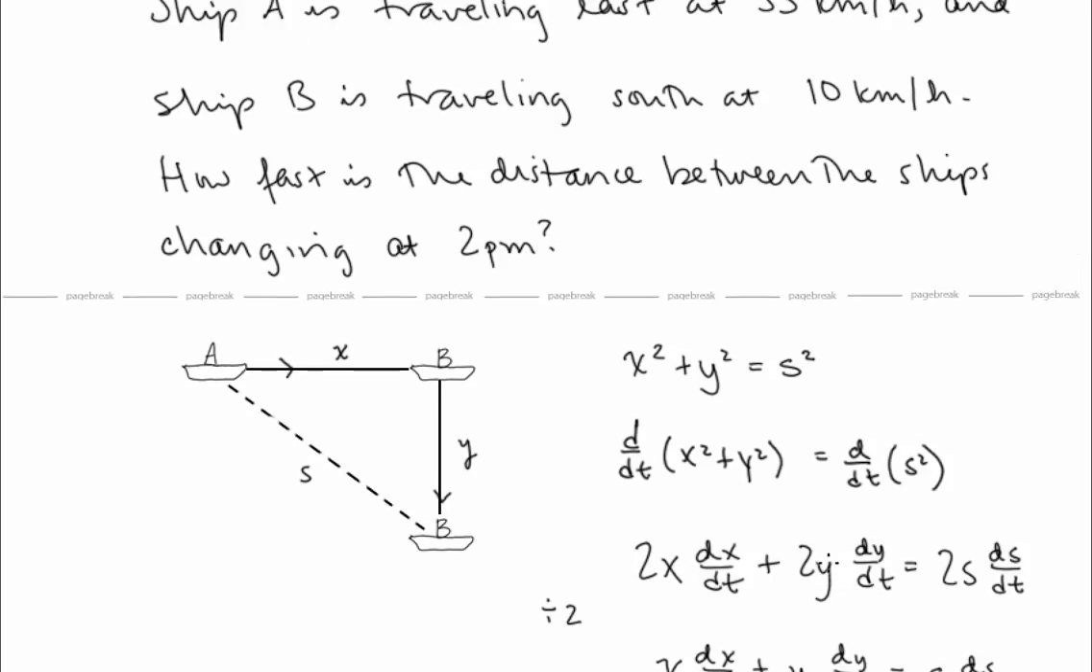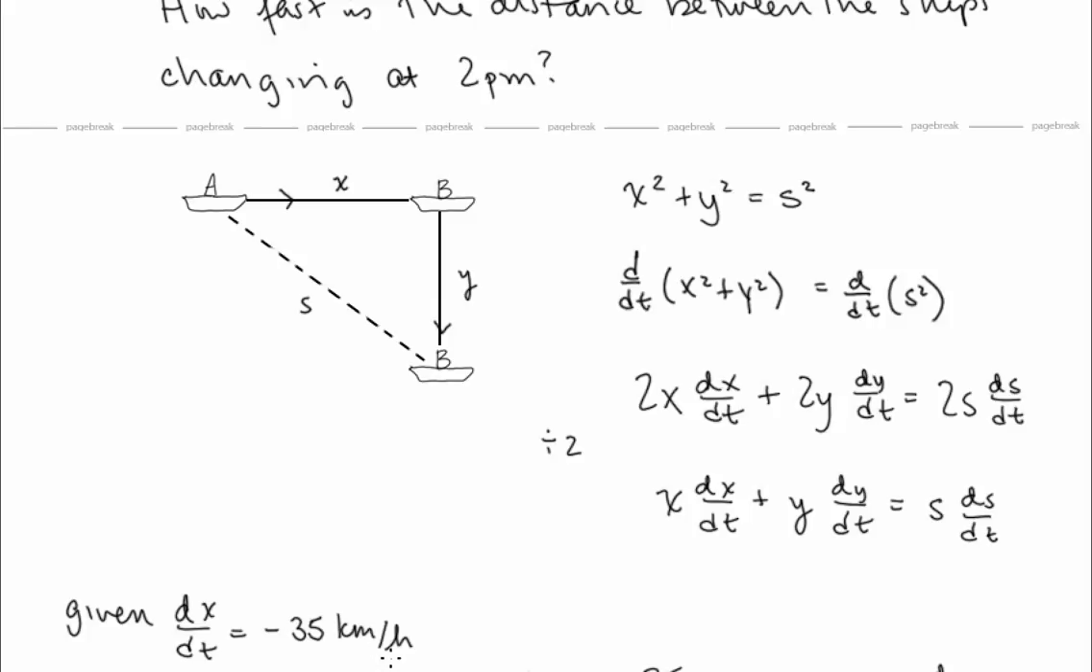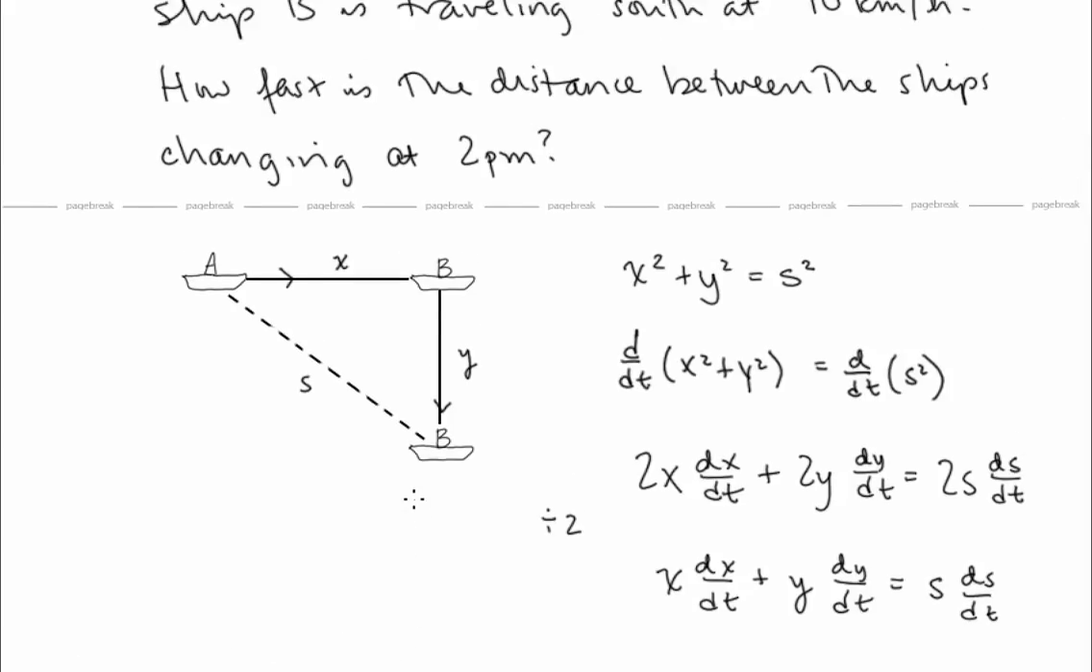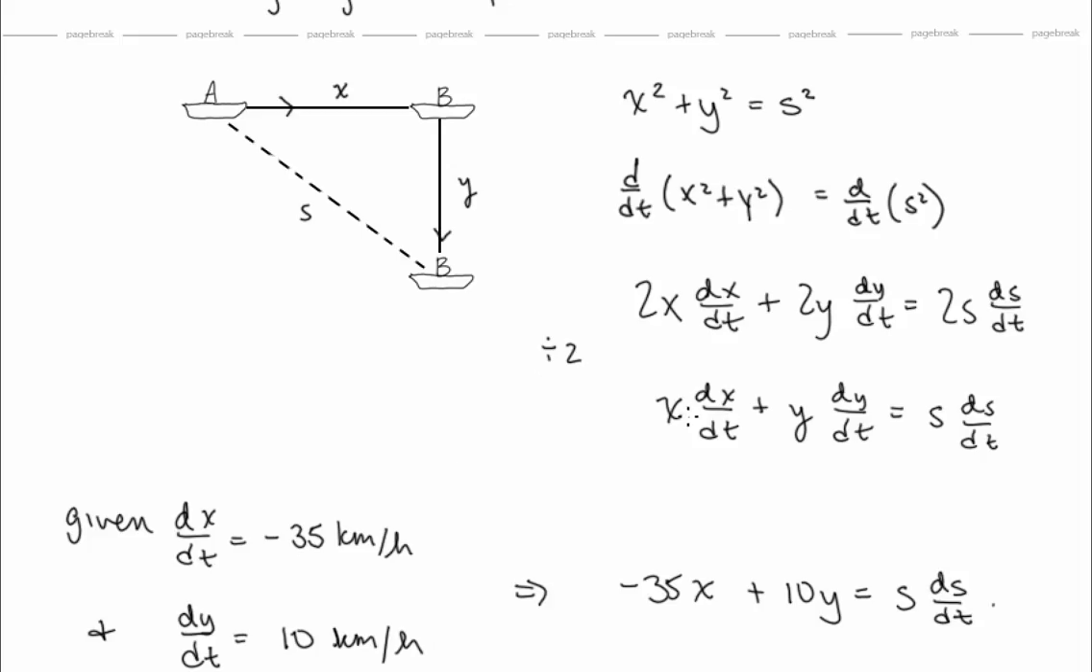And what are we given? Ship A is traveling east at 35 kilometers per hour. That tells us dx/dt is negative 35 kilometers per hour. We know it's negative because this distance x is decreasing. We also know something about ship B. Ship B is traveling south at 10 kilometers per hour. So this distance y between ship B's original point and the current place of ship B is going to be changing at 10 kilometers per hour. So dy/dt is equal to 10 kilometers per hour. So let's plug those in. We get negative 35x plus 10y is equal to s ds/dt.